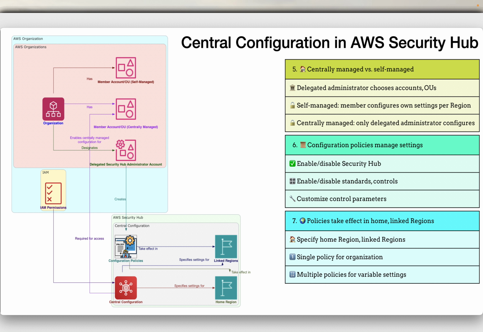The delegated administrator can create a single configuration policy for the whole organization or create multiple configuration policies to configure variable settings for different AWS accounts and organizational units.